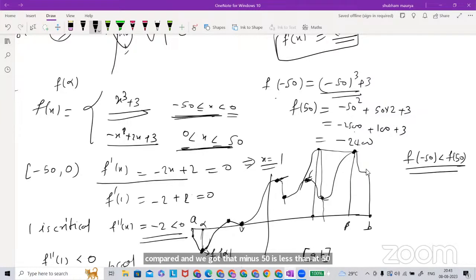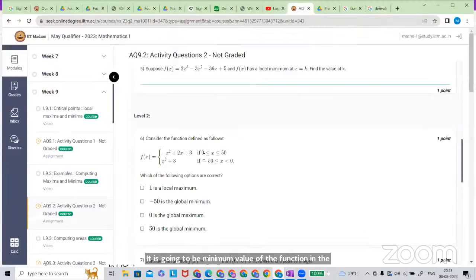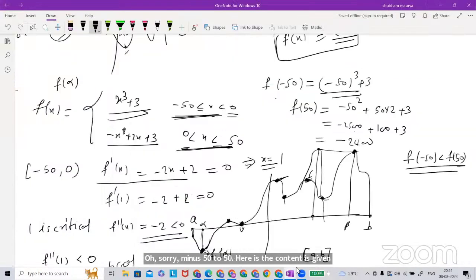But still we have to check where the minimum value of the function in the whole interval is going to be. The whole interval is asked, -50 to 50. The function is given on -50 to 50, so at least we have to check this function over -50 to 50. So generally, what is the rule?